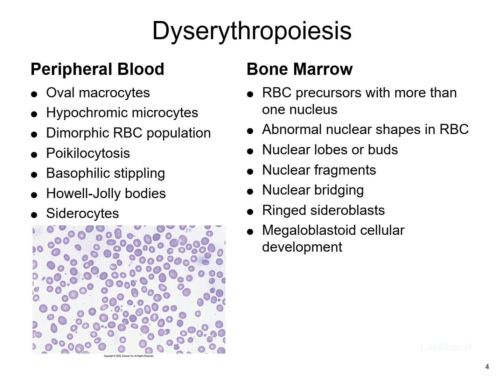You could see the presence of nuclear bridging, so it almost looks like you have two nuclei that are connected by a little bitty string or a bridge. There may be abnormal cytoplasm features within these cells, including basophilic stippling or heterogeneous staining. You may see ring sideroblasts. This is a common finding. You could have megaloblastoid cellular development.